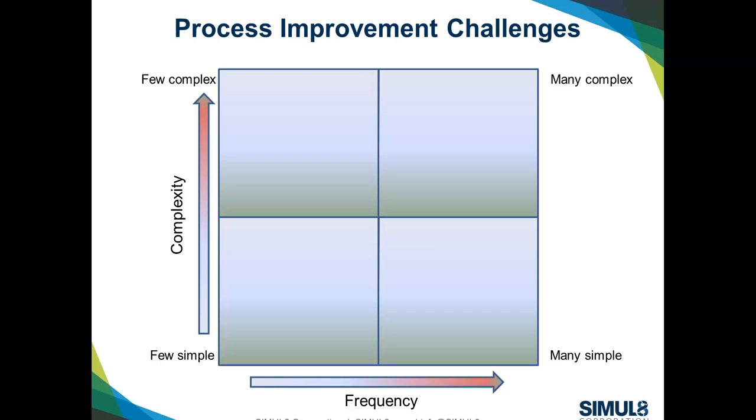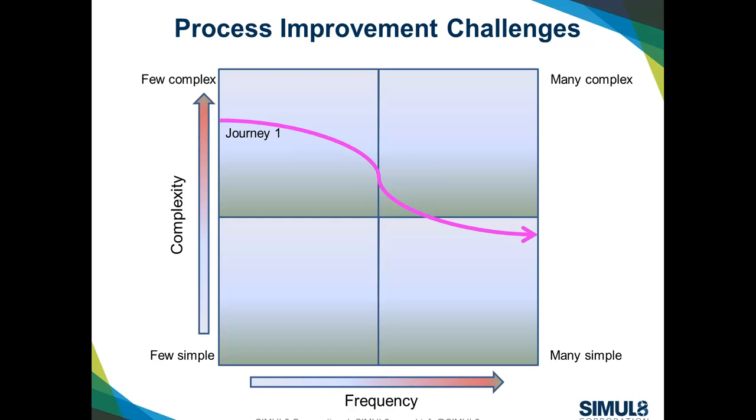When we think about process improvement challenges within a company, I've laid out here a quadrant description. The lower left-hand corner is where you might start with a few simple challenges, going up the vertical axis to a few complex challenges. And the horizontal axis is the frequency of those challenges, how often they come up. In the years that I've been in the simulation business, I've seen companies take a lot of different journeys through this matrix or quadrant.